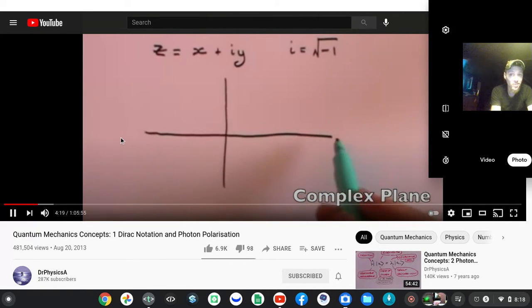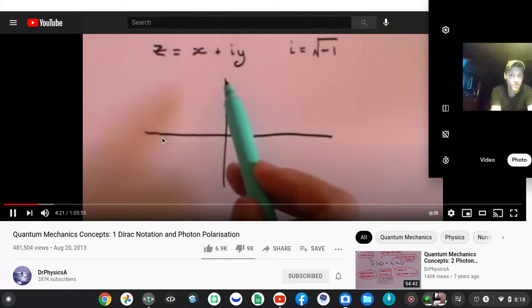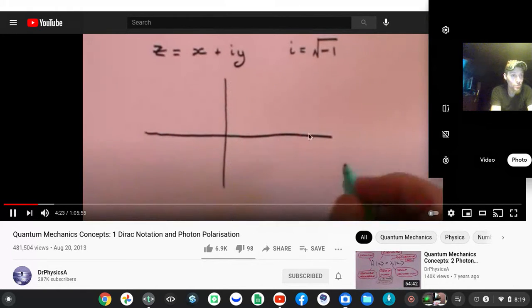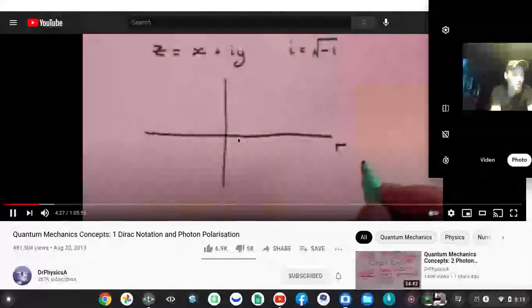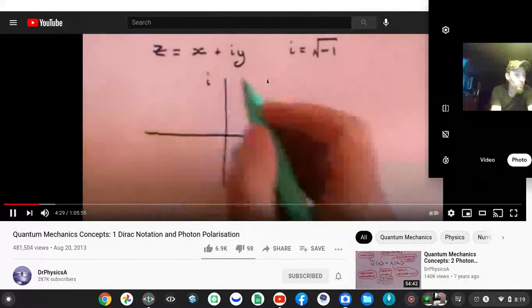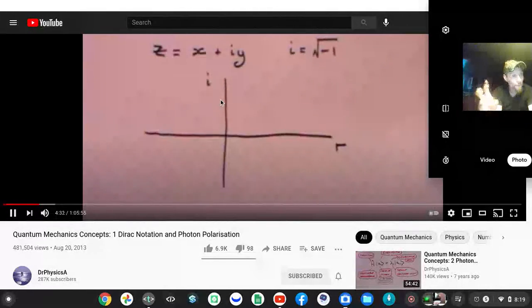We would normally call this the x-axis and this the y-axis. But what we do on a complex plane is we call this the real axis. That's where the real number will be shown, that first value. This is the imaginary axis.